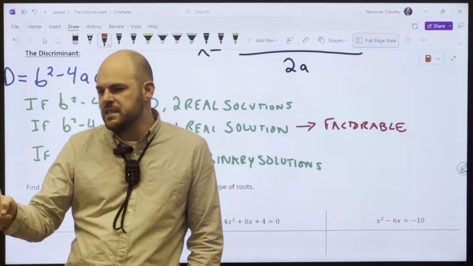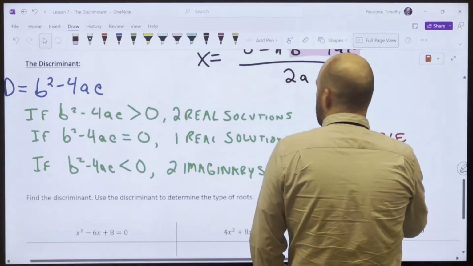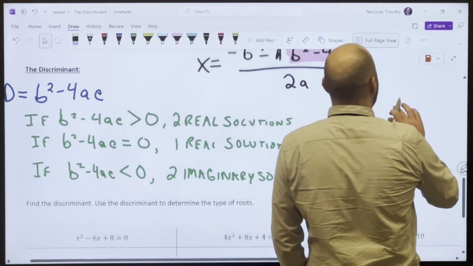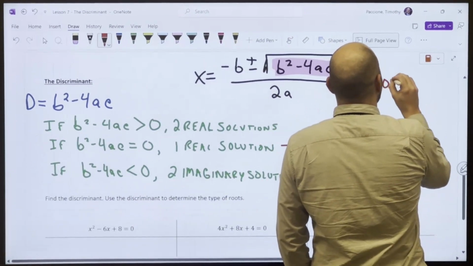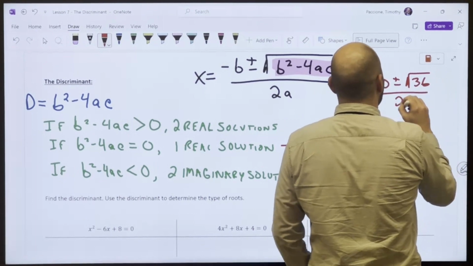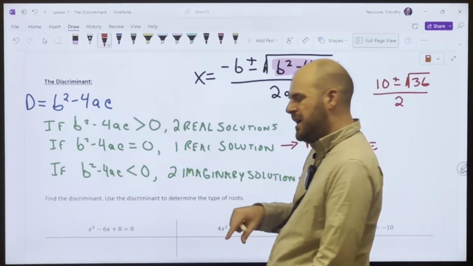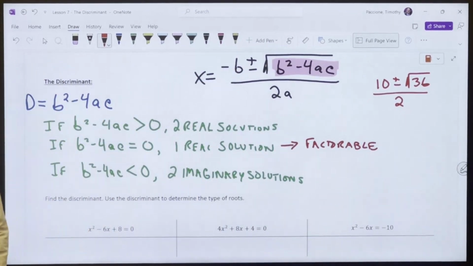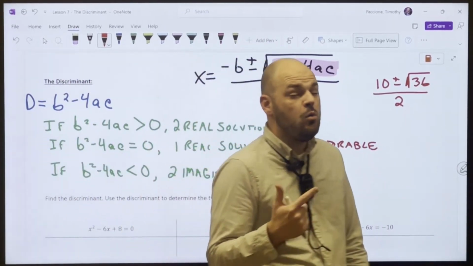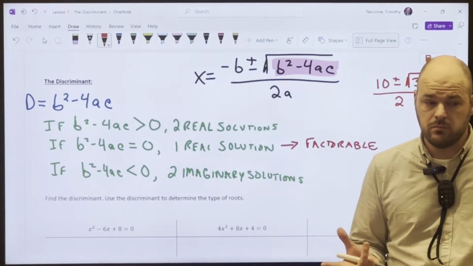Now, you said something about nice numbers before. Okay? So think about if I had a nice number. Like, think about if I had like 10 plus or minus the square root of 36 over 2. Right? What do you call a square root? A perfect square. So let's think about that scenario. Perfect square. So if I did B squared minus 4AC and I got a perfect square, what kind of answer am I going to get? A crazy one or pretty nice one?